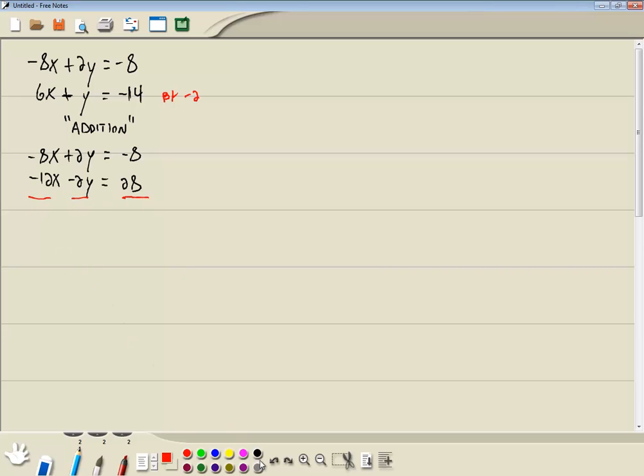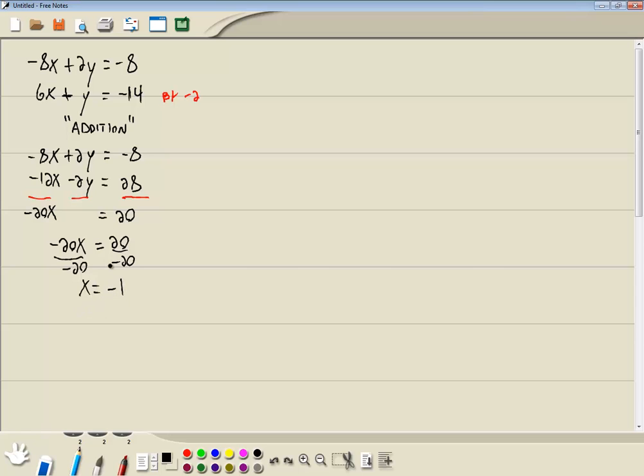Well, now we want to add together the like terms. Negative 8x, negative 12x is negative 20x. 2y minus 2y drops away. Negative 8 plus 28 is 20. The goal is to eliminate one of your variables, which we just did. So now we got negative 20x equals 20, and we're going to divide both sides by negative 20 to get the x by itself. And we get x is equal to negative 1.